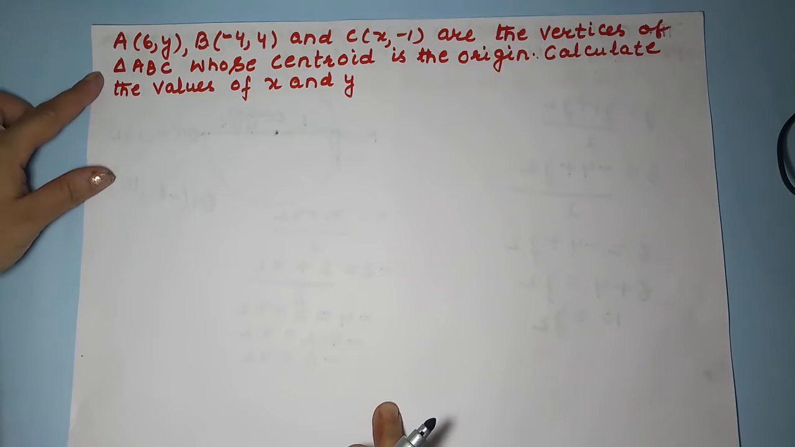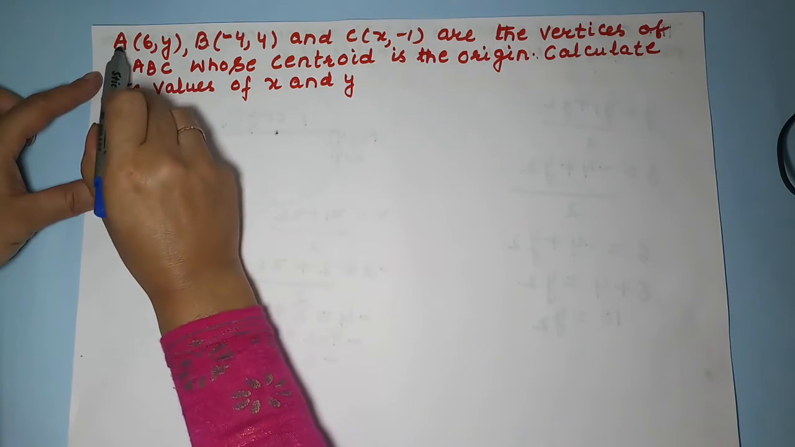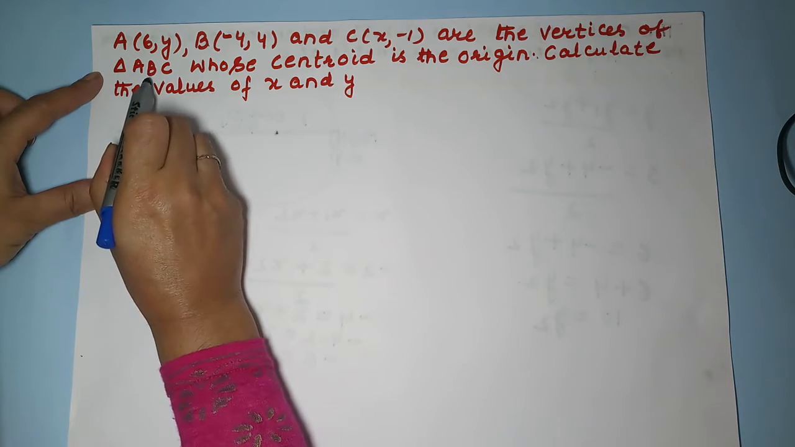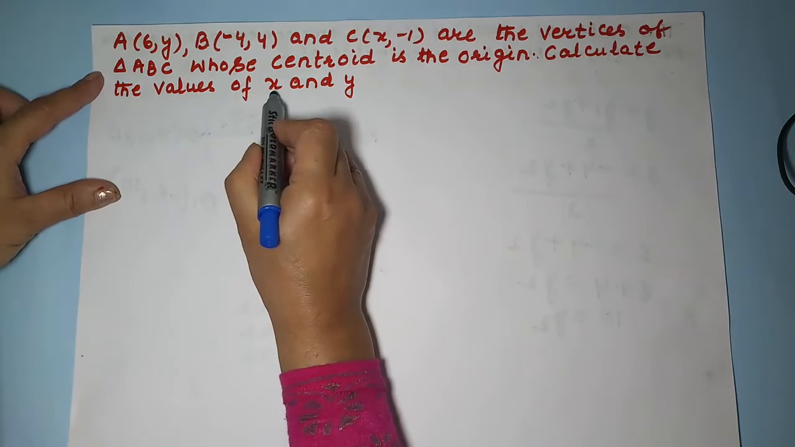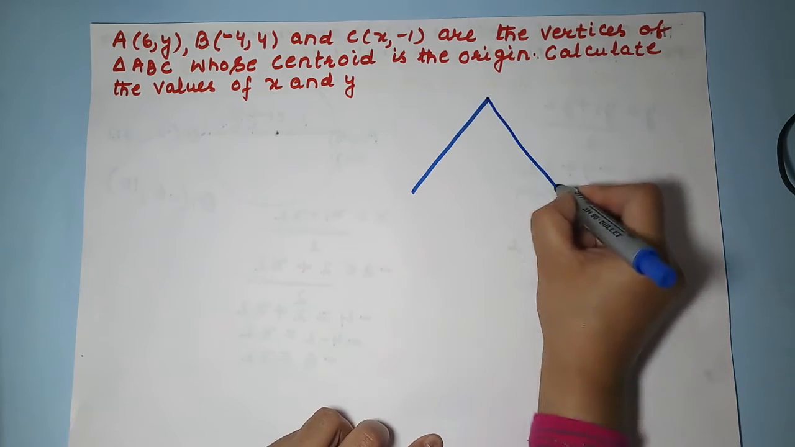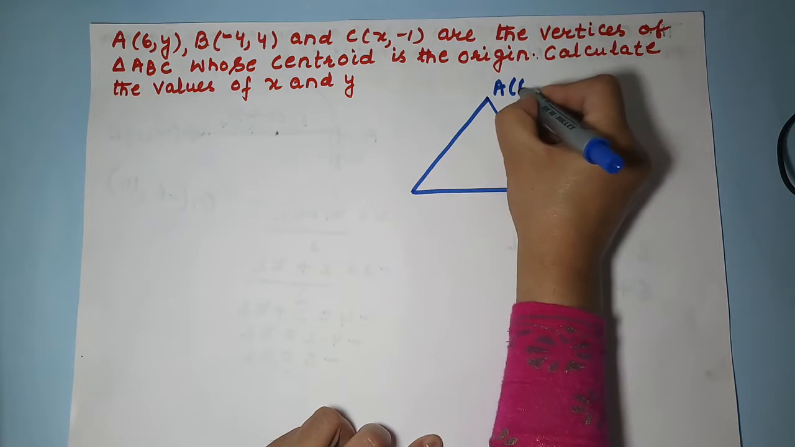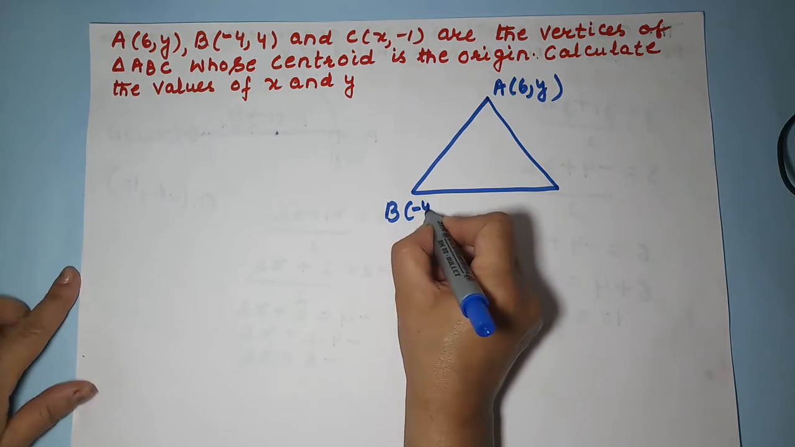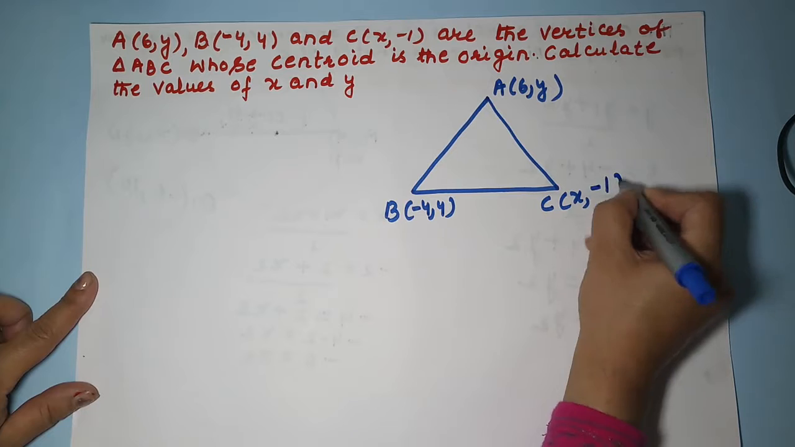In this video, we will solve some more sums based on the centroid. It says that A, B and C are the vertices of triangle ABC whose centroid is the origin. Calculate the values of X and Y. So we have a triangle ABC and the coordinates of the vertices are given as A (6, Y), B (-4, 4) and C (X, -1).